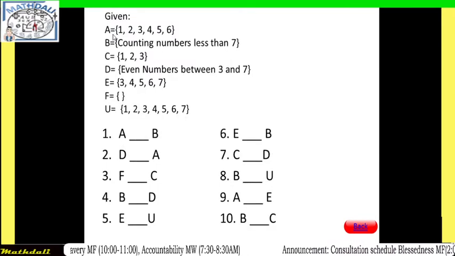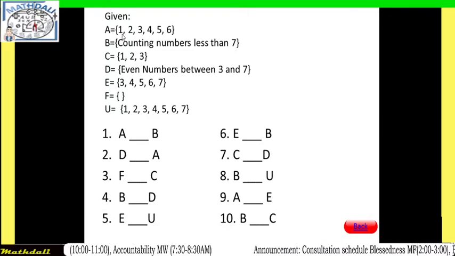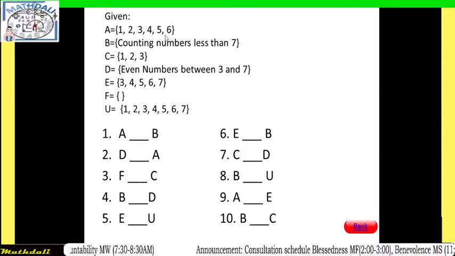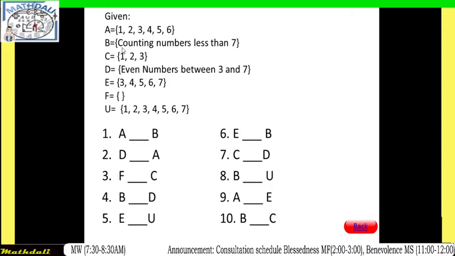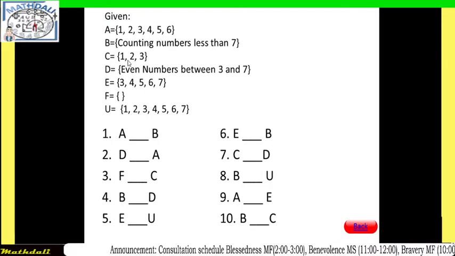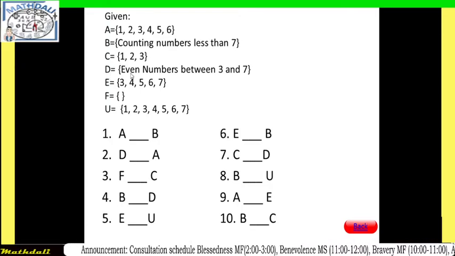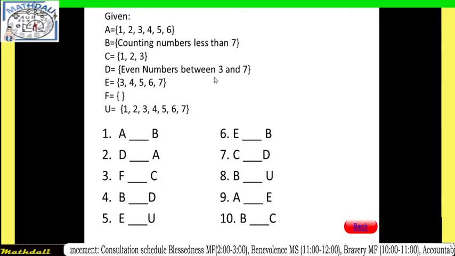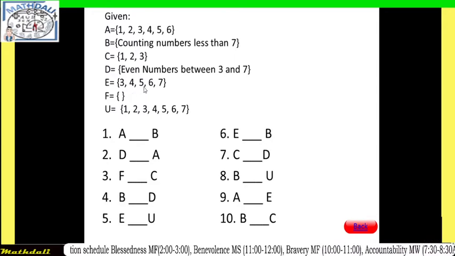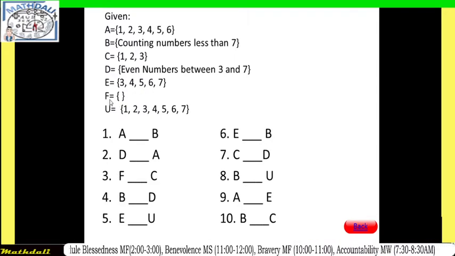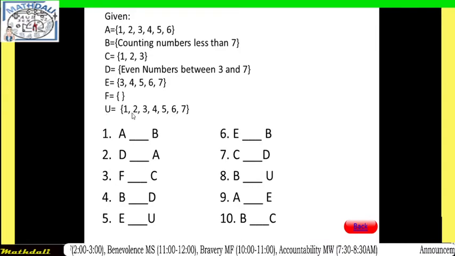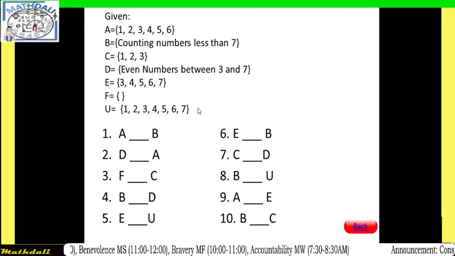Given this, we have set A containing these elements: counting numbers 1 to 6. Then we have set B, counting numbers less than 7. Set C: 1, 2, and 3. Set D: even numbers between 3 and 7. Set E containing elements 3, 4, 5, 6, and 7. Set F, the empty set. Then set U: 1, 2, 3, 4, 5, 6, and 7.